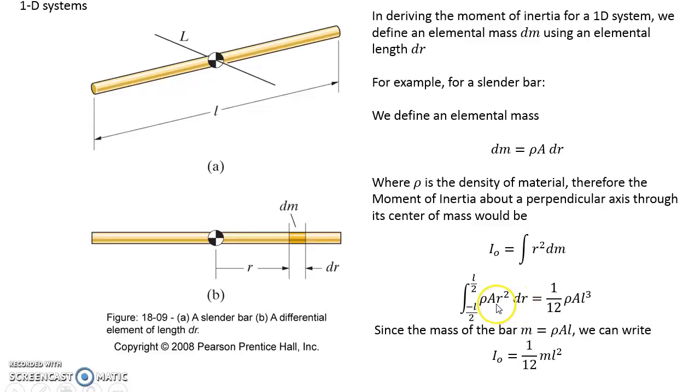And then that's a fairly straightforward integral, right? I'm just integrating over the dr, so I have r squared, I end up with r cubed over 3. When I plug in L over 2 and minus L over 2 in my limits, I'm going to end up with this.